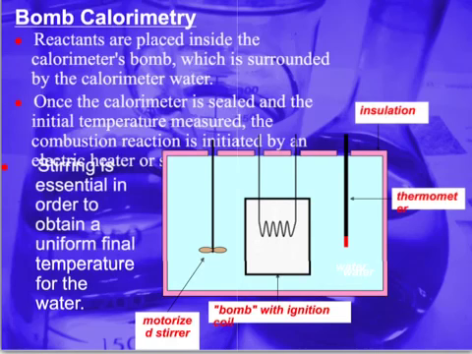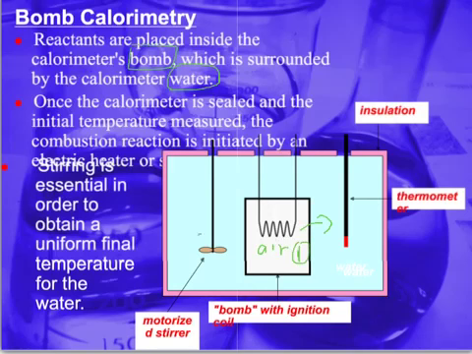A more complex calorimeter is a bomb calorimeter. Here, the reactants are placed inside what's called the calorimeter's bomb, which is surrounded by the calorimeter water. Inside the bomb, it could be purely air. So for this type of calorimeter, we could study gaseous environments or solid reactions. Any temperature change caused by the reactants will be transferred to the water.